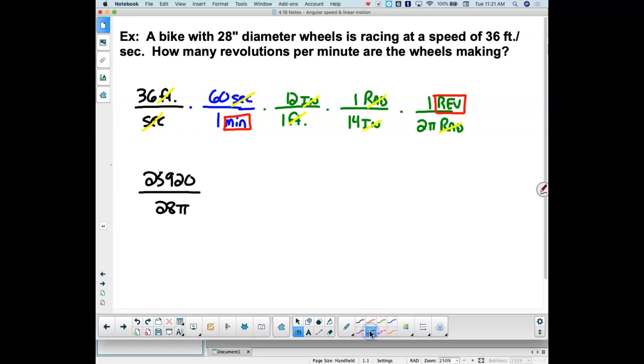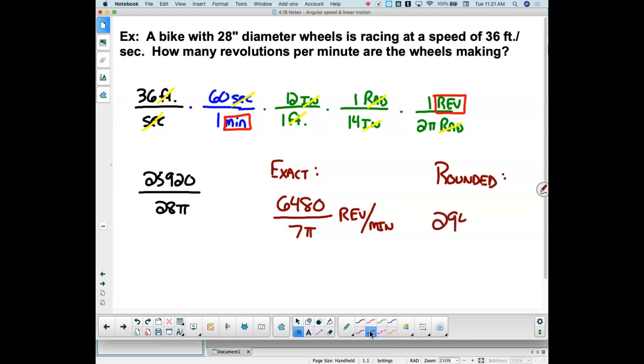So that gives me an exact answer. I would have 6480 over 7 pi revolutions per minute. In rounded, I would have 294.664.